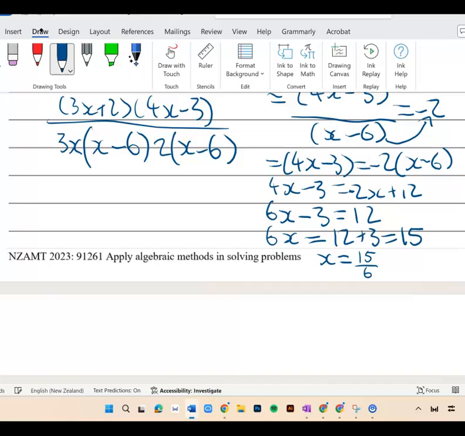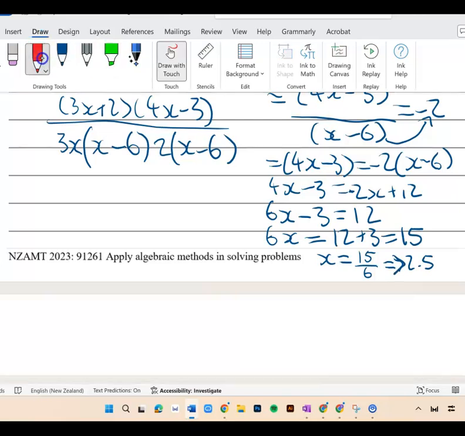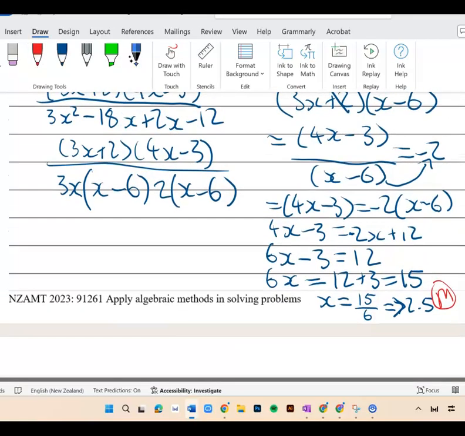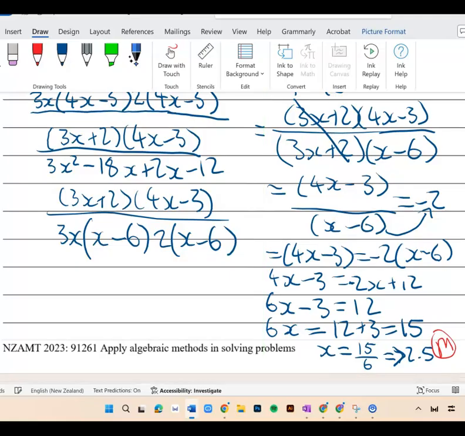So x equals 15 divided by 6. So that's that question done. Quite long, but 15 over 6 also simplifies to 2.5. If you get up to this bit here, achieved is correct factorization top and bottom, so probably this is achieved.